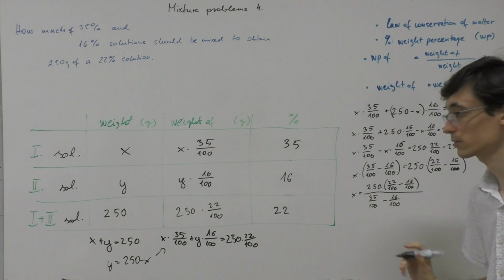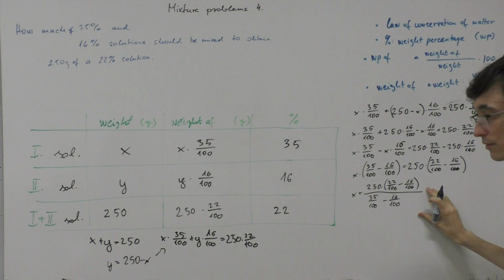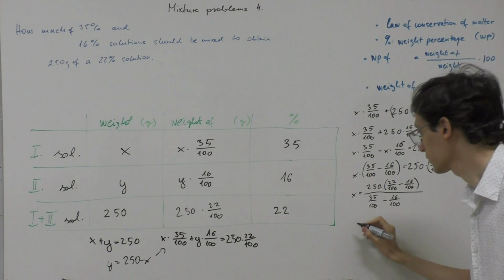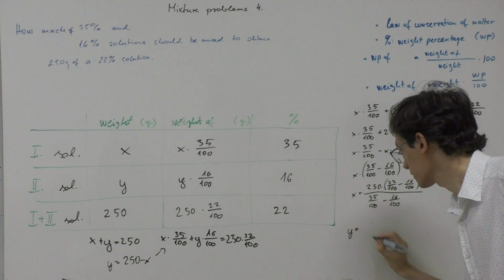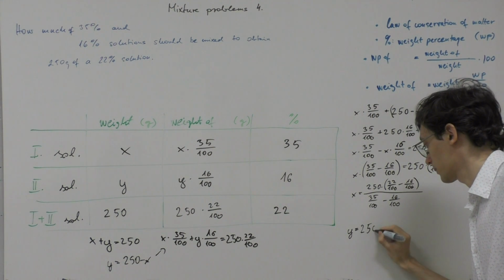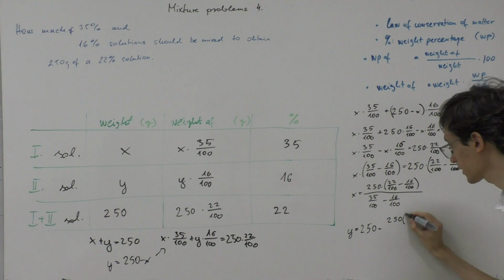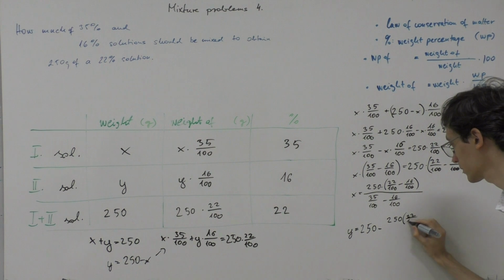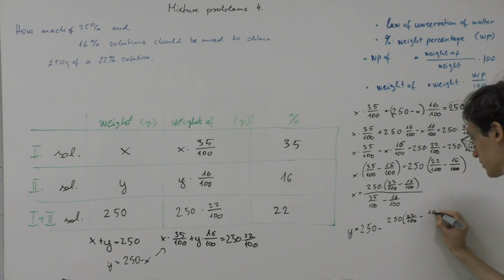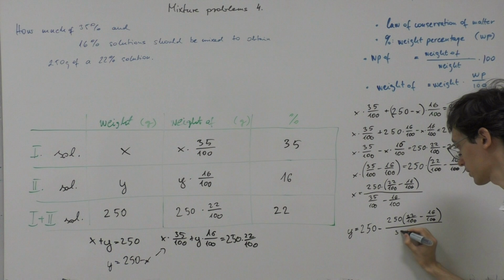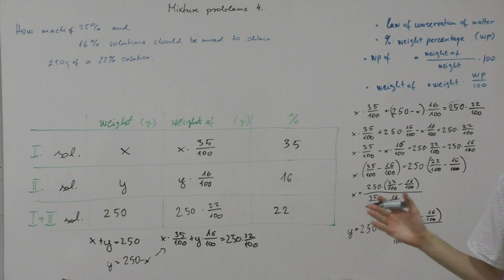And now that we have our value for x, we can write this value back into this equation and get our value for y. So y is going to be 250 minus 250 times 22 over 100 minus 16 over 100, divided by 35 over 100 minus 16 over 100. Now we have the values needed.